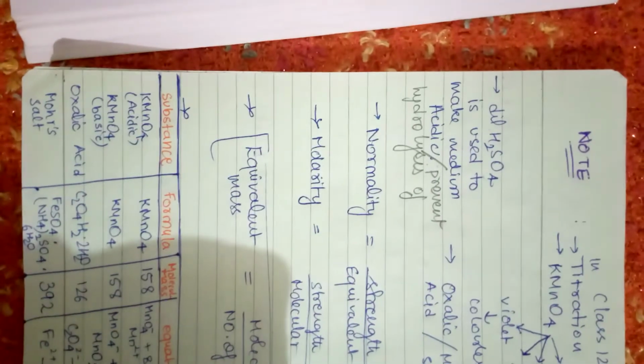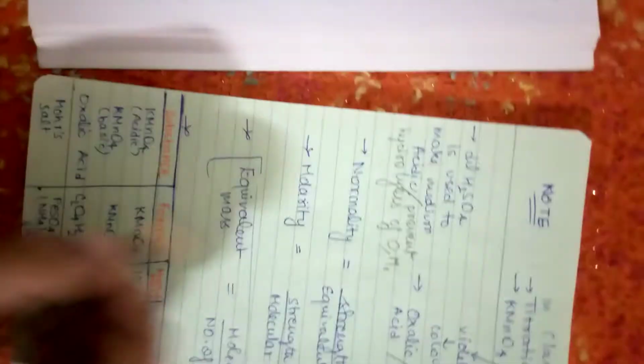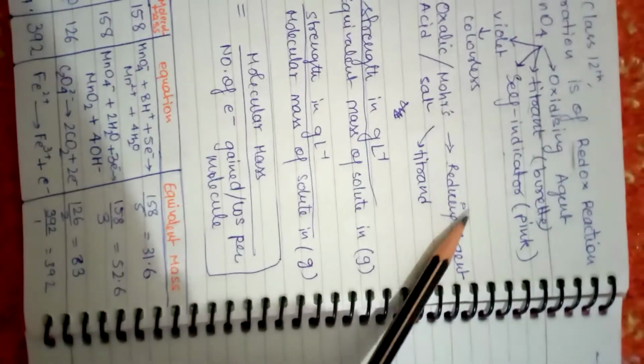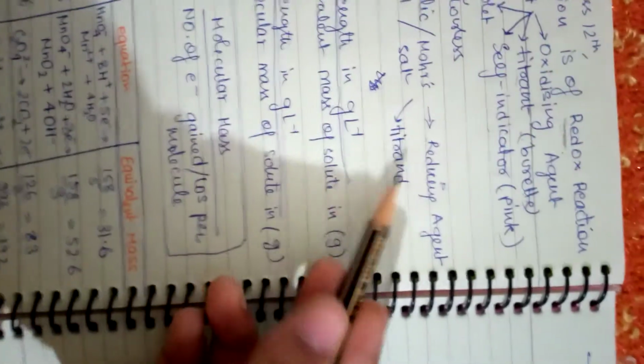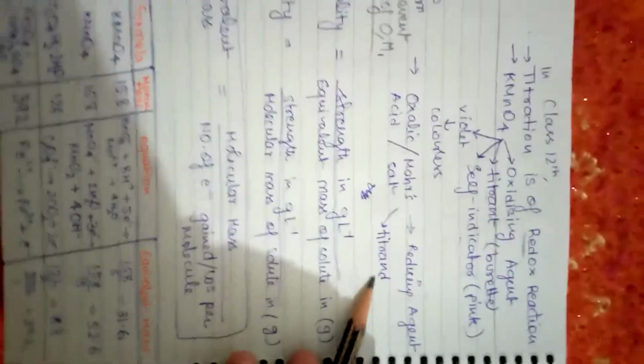Okay, then dilute H2SO4 is taken to make an acidic medium and prevent hydrolysis of what, oxalic acid and Mohr's salt. Then we take the oxalic acid and Mohr's salt as they are the reducing agent, and they are known as the titrant, which we take in the pipette.